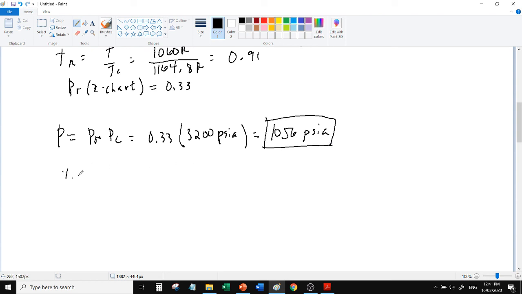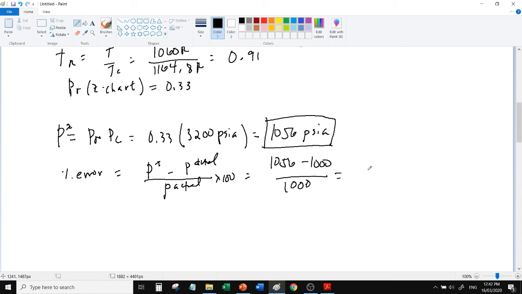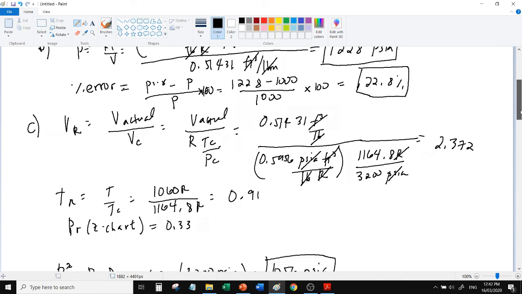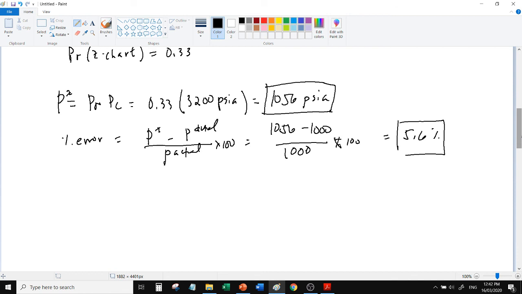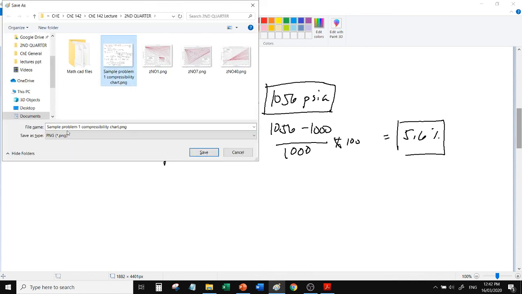So, let's solve for the percent error. Percent error is the P, let's say we call this the P from the Z chart, minus P actual of 1,000 from the steam table, over 1,000, times 100. So, that's 1056 minus 1,000 over 1,000 times 100, 5.6%. What can you say now? Compared to the ideal gas with 22%, 5.6% is more acceptable, right? So, this is sample problem 2.